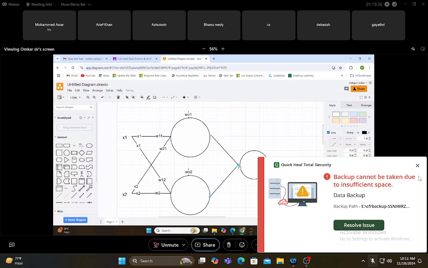What will happen? Inside every neuron, what will happen? Summation plus activation, and every neuron also has a bias on top. In every neuron, bias also. Here also there will be a bias. Here also bias will come.